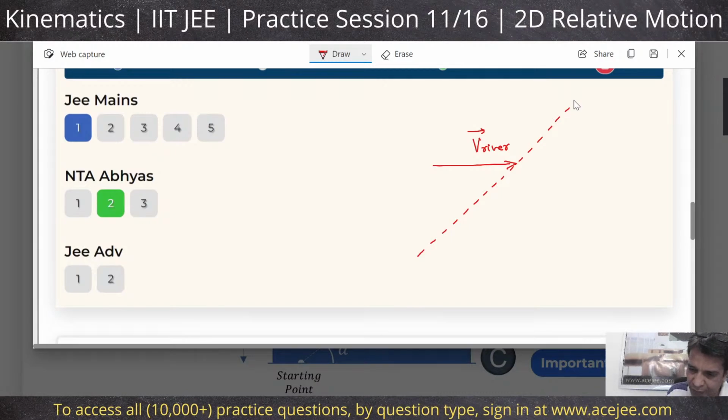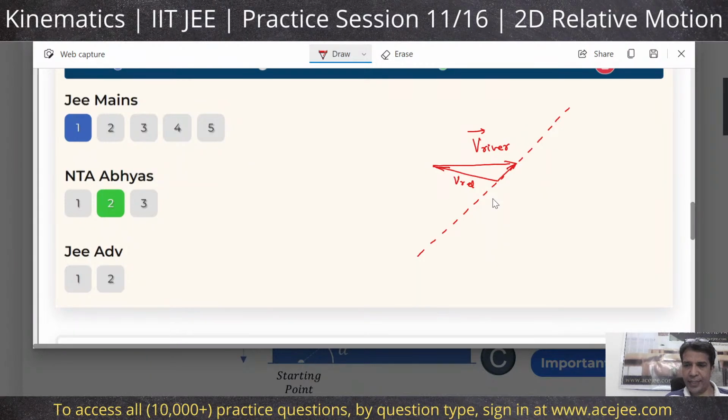So what are the different ways we can do it? What about this scenario? This is my V relative. In this scenario, what is my final vector? This is my V swimmer. But the final vector is in this desired direction. Correct?